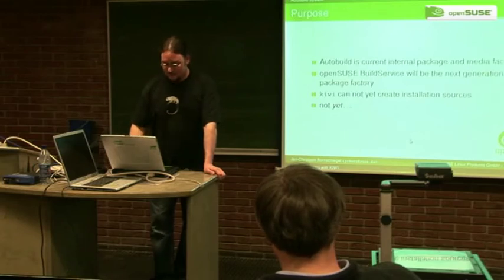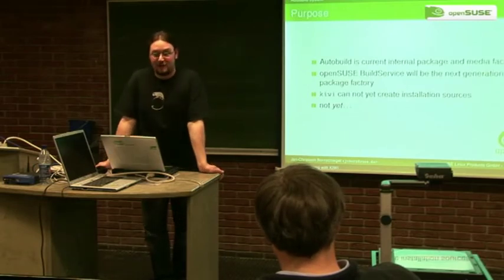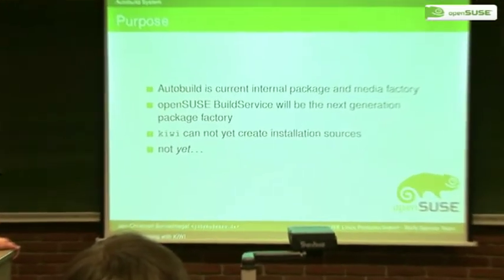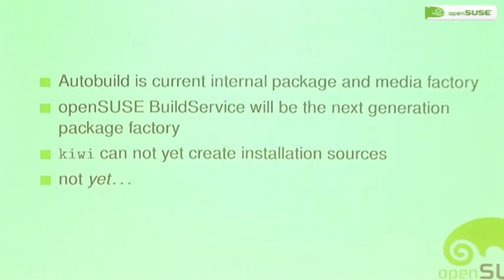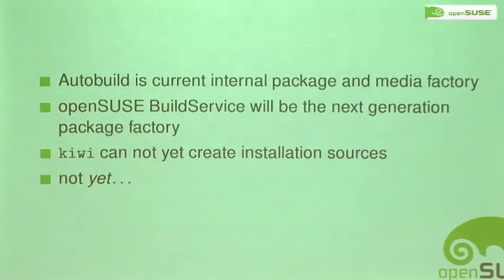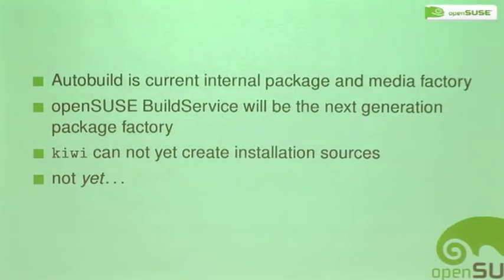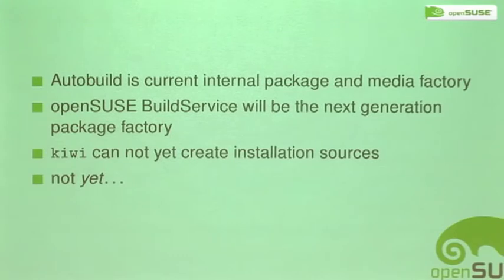So, what else can Kiwi do for us? Now it's getting auto built. Interesting. It's about how we create our products. We have a system internally called AutoBuild, which is our package and media factory. We have build clients, and we have a scheduler running, collecting built RPMs in raw trees. We have trees for each architecture containing all the RPMs.